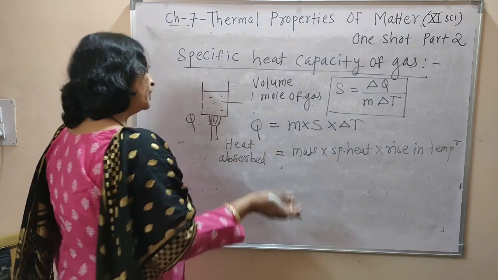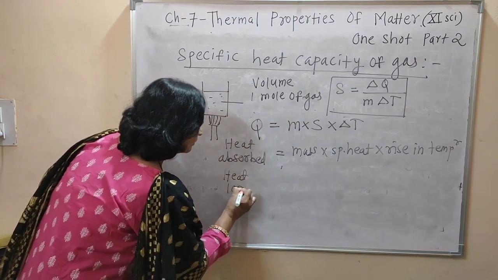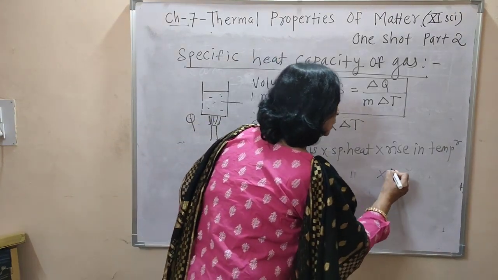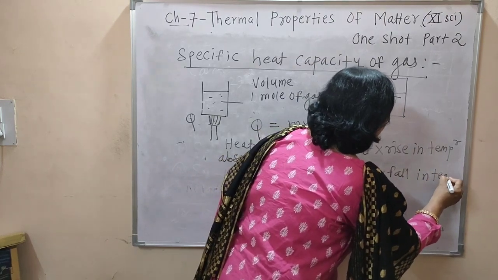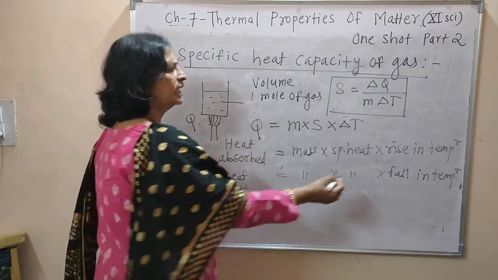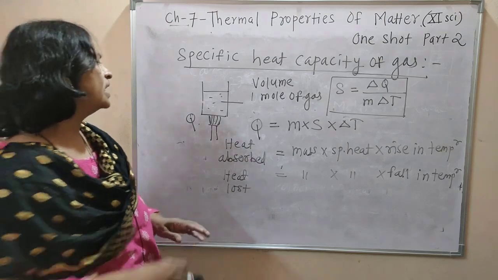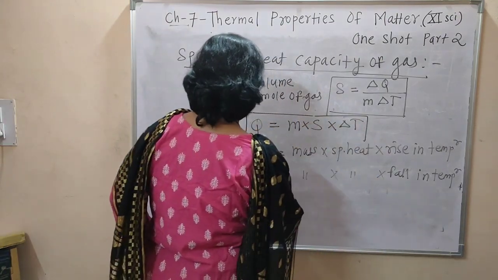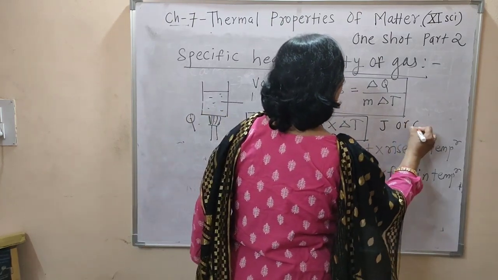And when we remove heat, at that time heat lost is equal to mass into specific heat into fall in temperature. When we remove the heat, at that time heat is lost and there is a fall in temperature, and this equation is called the heat equation. Understood? And the SI unit of this Q is joule or calorie.